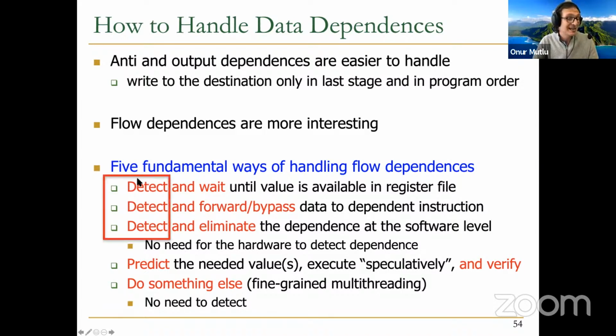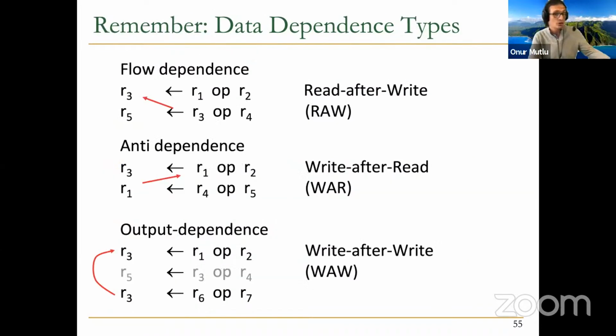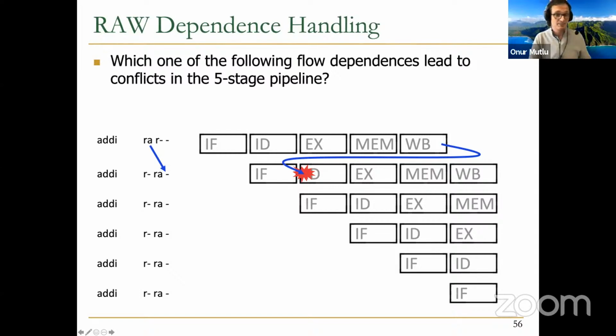Let's talk about how to detect these dependencies because they all require detection. And some of them require detection at the software level. Software meaning compiler, but could be the programmer also. Okay, remember these are dependencies: flow, anti, and output. And we're going to care a lot about flow dependencies. So let's take a look at these flow dependencies in the pipeline.